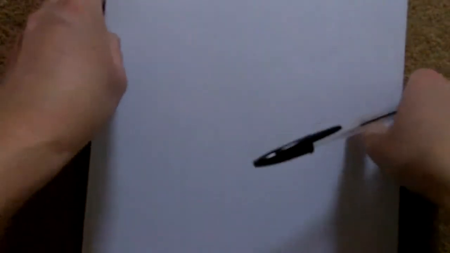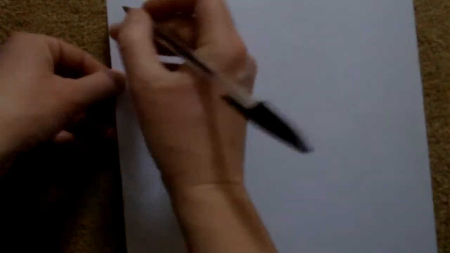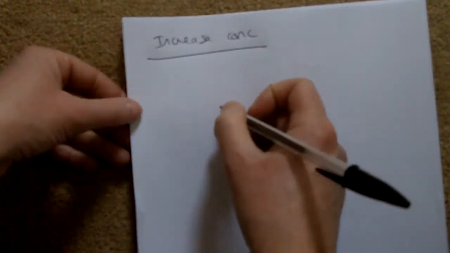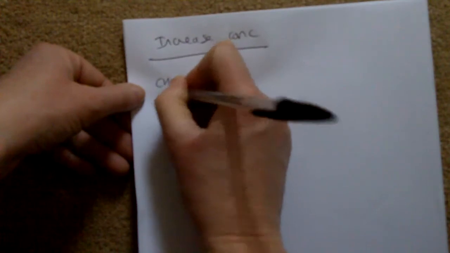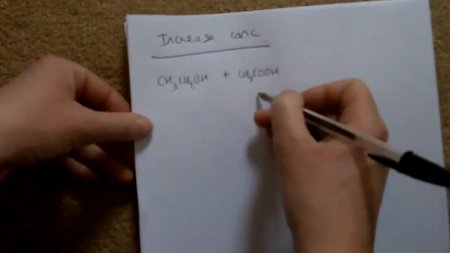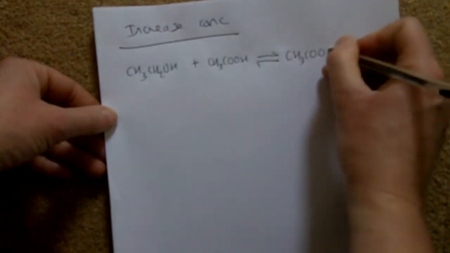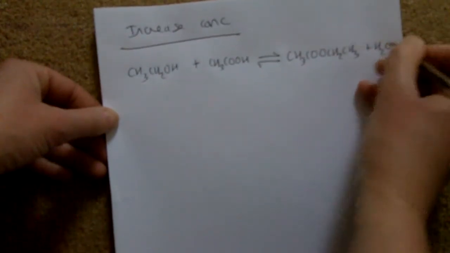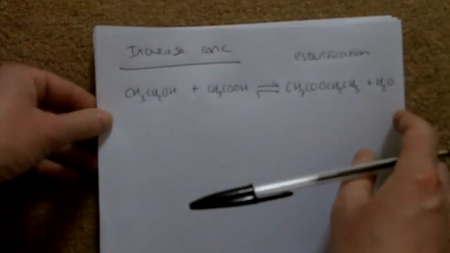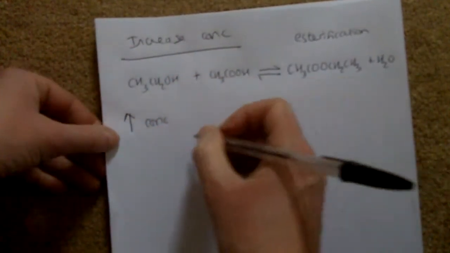Let's do a couple of examples now. Let's take this example first. We're going to look at increasing the concentration first. If we increase the concentration, what happens? We're going to take this reaction here, and you tell me if you recognize what this reaction is. It's ethanol and ethanoic acid, and that is going to make ethyl ethanoate plus water, an ester plus water. This reaction is called esterification, making an ester. Say we increase the concentration of the ethanol.